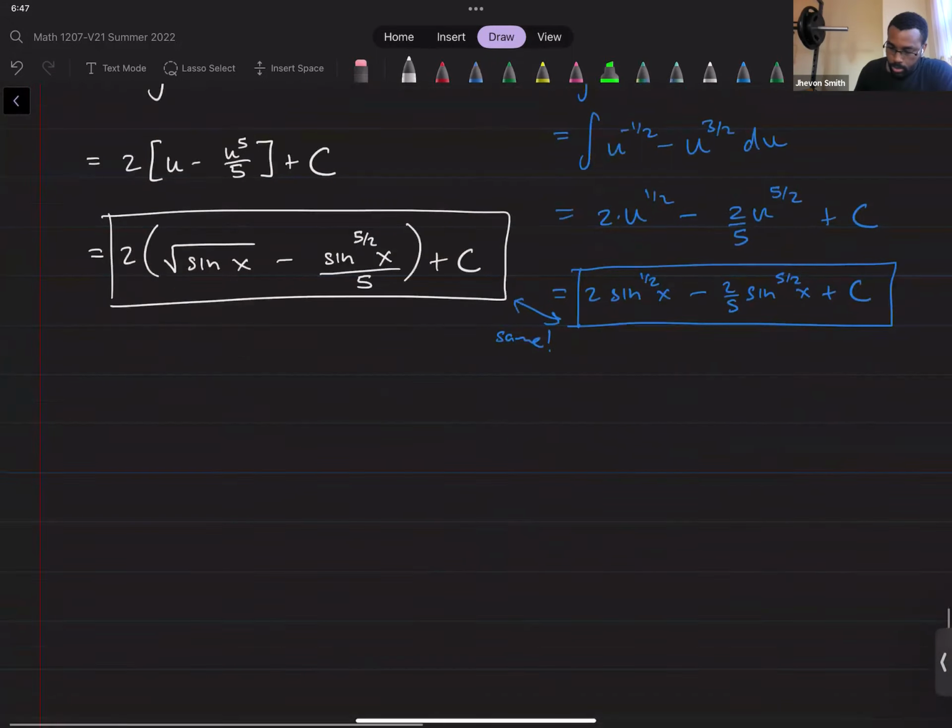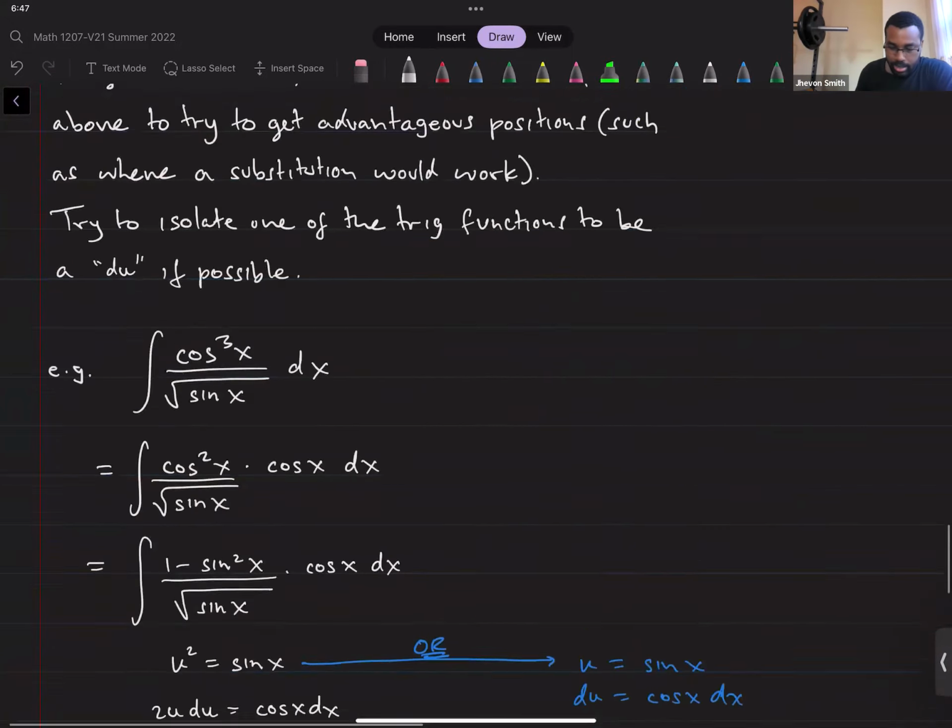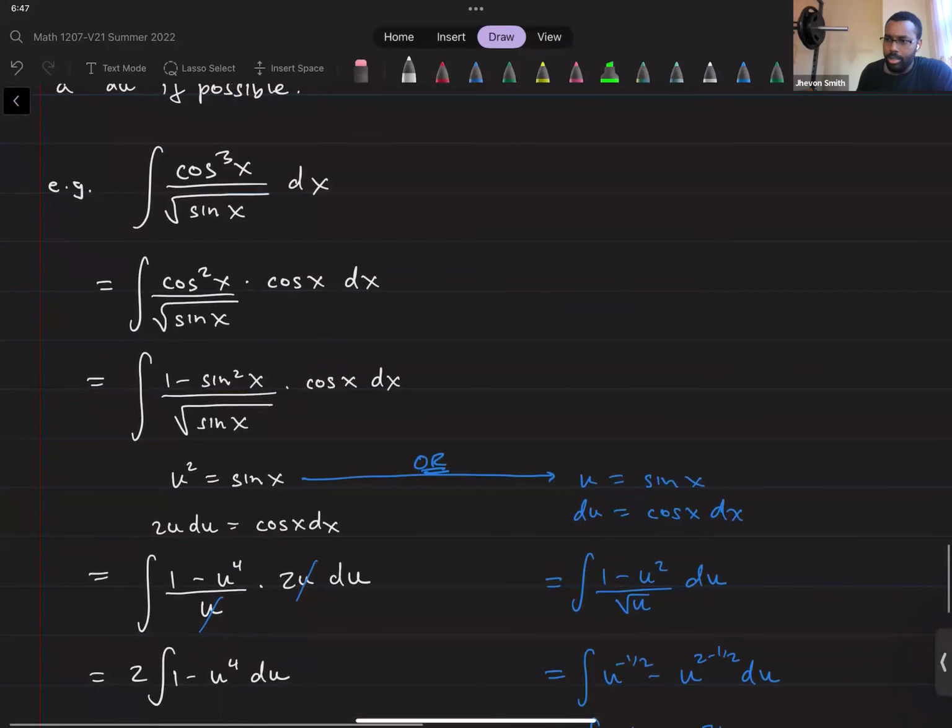So, other than that, there's nothing really else for me to say here. If you have a bunch of sines and cosines mixed together, you drift into a situation where you want to isolate a sine or a cosine by itself and change everyone to the other one. So if I isolate a cosine, figure out a way to change everyone else to a sine and do a substitution. If I isolate a sine, figure out how to change everyone else to a cosine, do a substitution. That's the direction you want to go in.